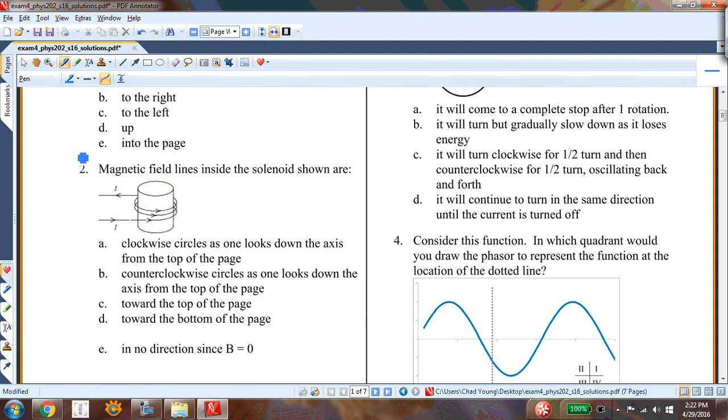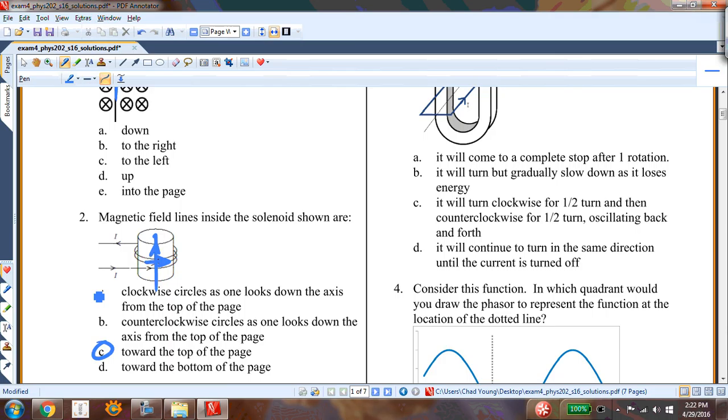Magnetic fields inside the solenoid are as shown. What is going to be the direction of the magnetic field? So the currents as shown. So let's just consider the current on this side. If we think about our thumb going in this direction, that's going to cause a magnetic field that is up. So C is the right answer.